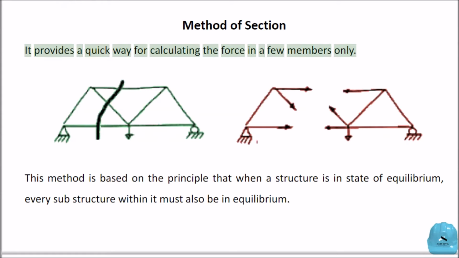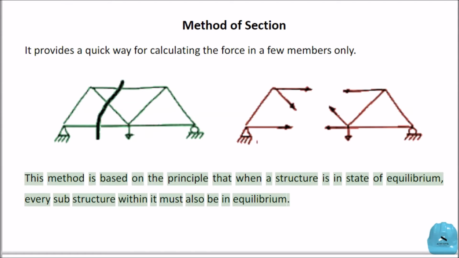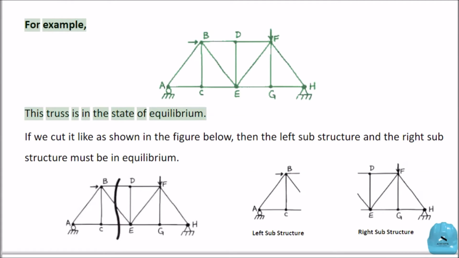It provides a quick way for calculating the force in a few members only. This method is based on the principle that when a structure is in a state of equilibrium, every substructure within it must also be in equilibrium. For example, this truss is in the state of equilibrium.